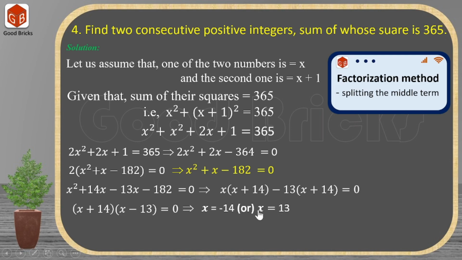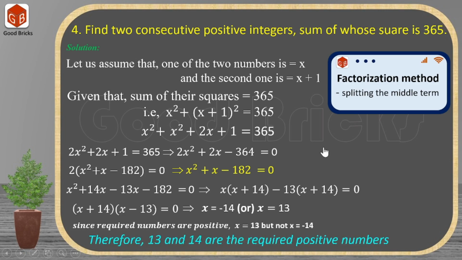Okay. So now come back to this question: find two consecutive positive numbers. But we got one negative number and another positive number. So we don't require this minus 14 because we need only positive integers. So we have 13. So one number we got, x value, is 13. So the second number is 13 plus 1, that is 14. So our required numbers are 13 and 14 for this given equation.